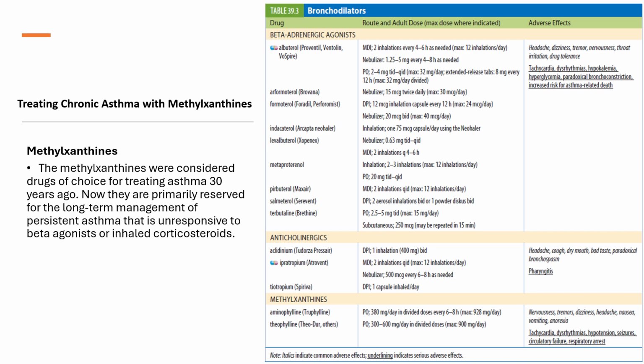Methylxanthines are administered through per orem or intravenous routes rather than by inhalation. Having been largely replaced by safer and more effective drugs, theophylline is currently used primarily for the long-term oral prophylaxis of asthma that is unresponsive to beta agonists or inhaled corticosteroids.